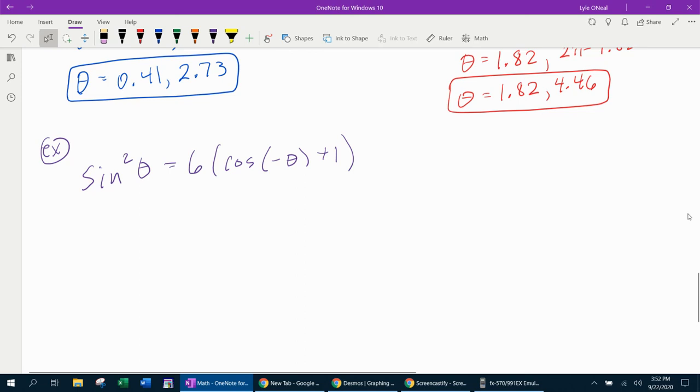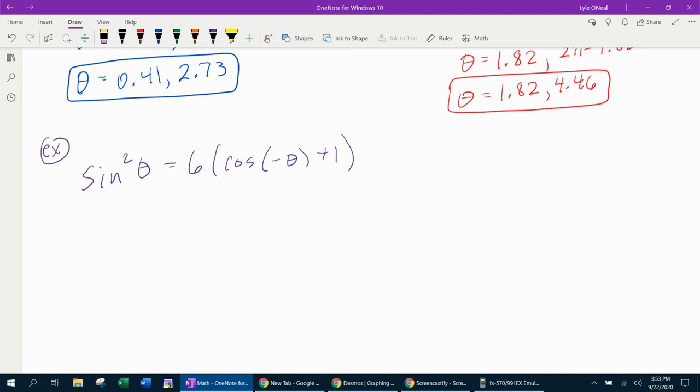And there's a couple of things I need to point out here, okay? First of all, the trig functions don't match. I've got sine, I've got cosine. That's an issue we're going to have to deal with. And the second issue is we have a negative theta. We don't really need negative theta, so we're going to have to deal with that also.